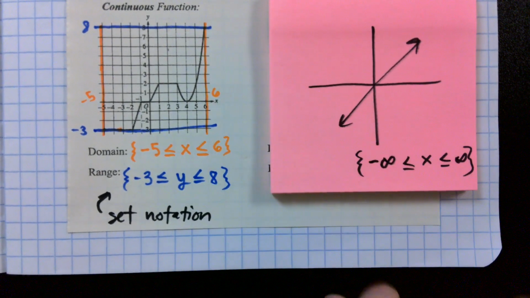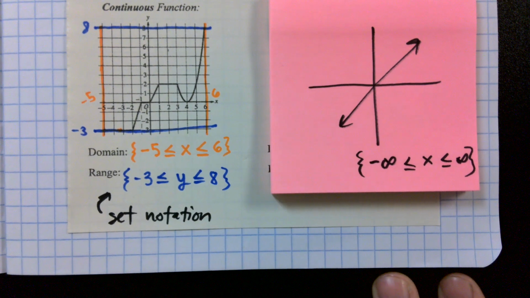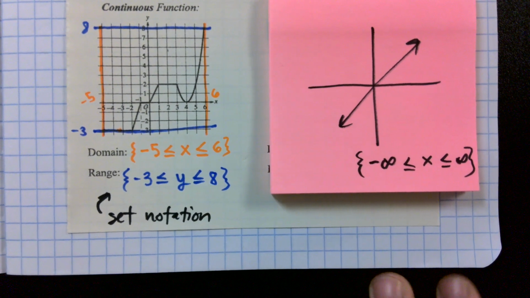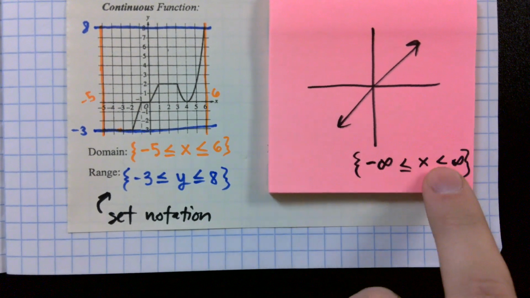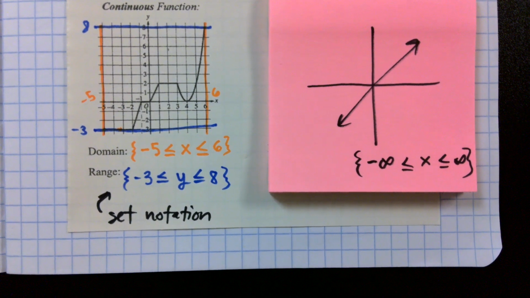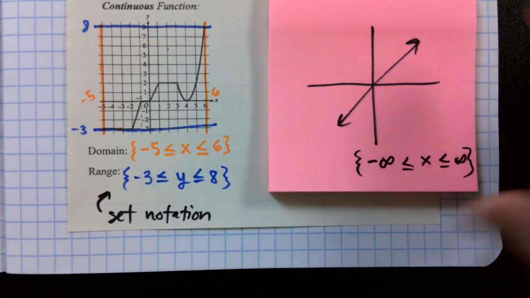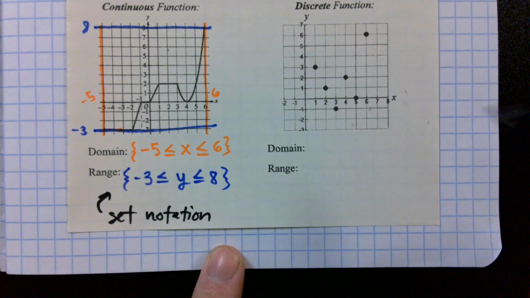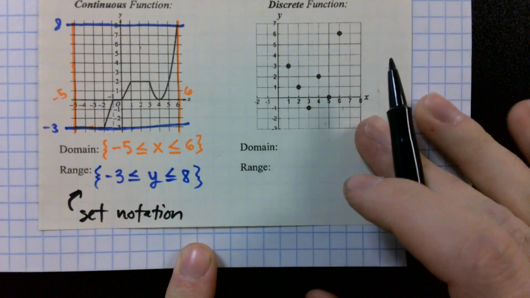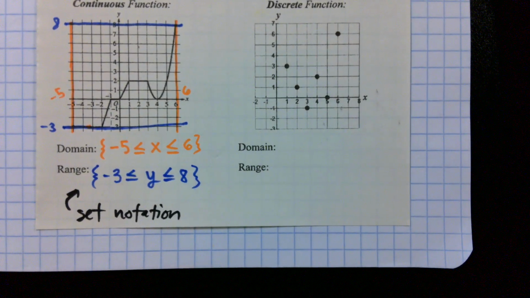Could you write just infinity? It's from negative infinity to positive infinity. So infinite number of spaces in the negative direction, infinite number of spaces in the positive direction. That's right. Now for a discrete graph, we kind of already did this, so this will be a quick little review.